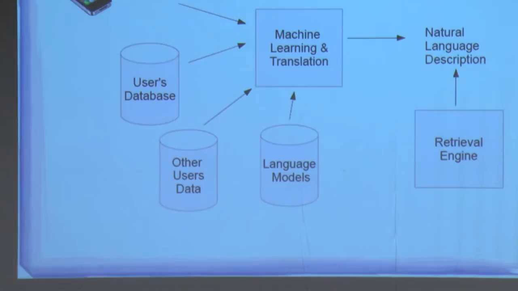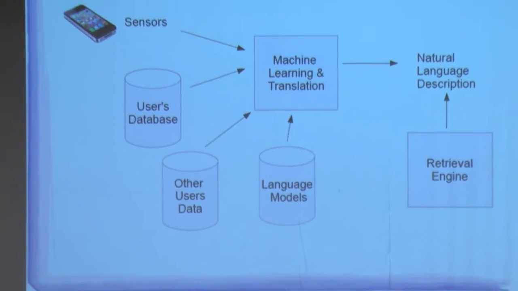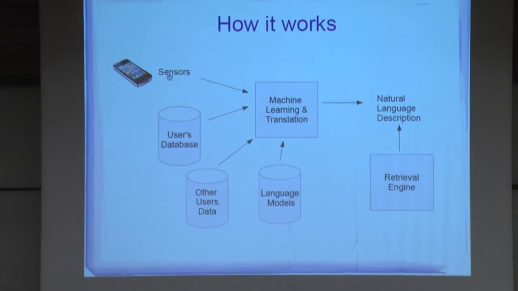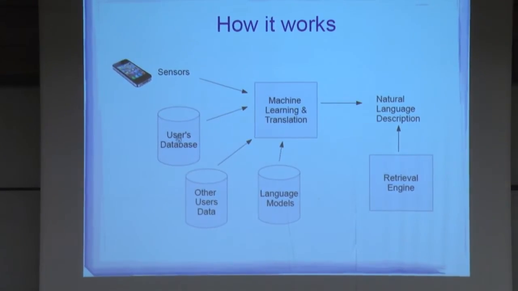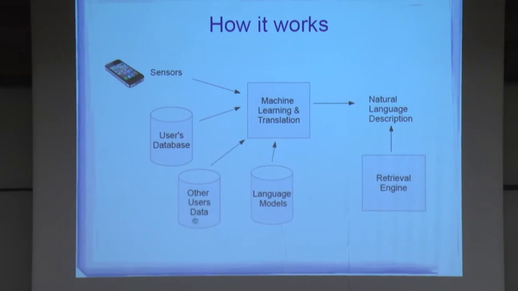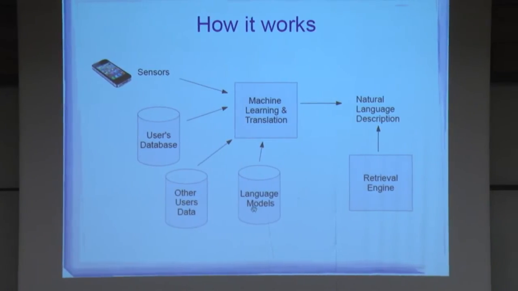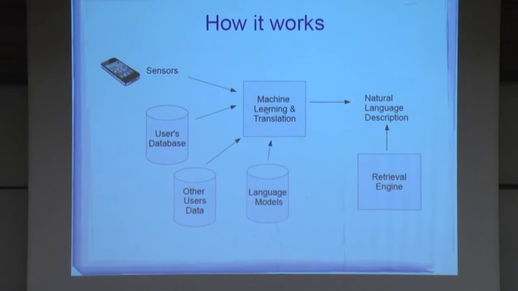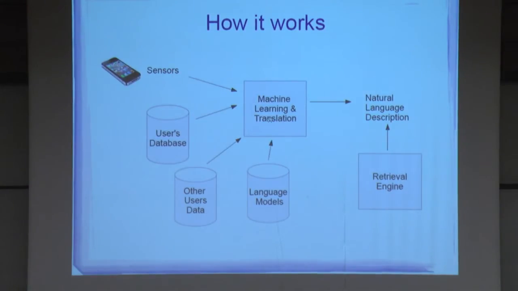So just a schema of how it works. There are the sensors here. Some of them are on the phone. Some of them are not on the phone. And then there is the database of a particular user. There is a database of other users. There is a language model. So basically, we use an algorithmic approach of machine learning and machine translation to take all this information and convert it into a narrative of what you have been doing, and then there is a retrieval engine that you can use to retrieve queries that are of interest.